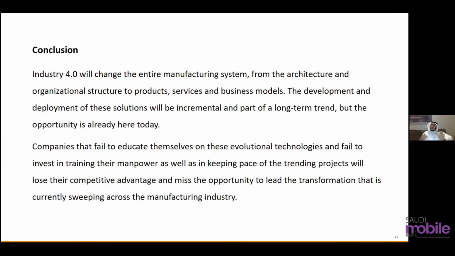Companies that fail to educate themselves on these evolutionary technologies, and fail to invest in training their manpower as well as in keeping pace of the trending projects, will lose their competitive advantage and miss the opportunity to lead the transformation that is currently sweeping across the manufacturing industry. If you haven't yet begun on this journey, you must start today. Thank you very much. That's all from me.